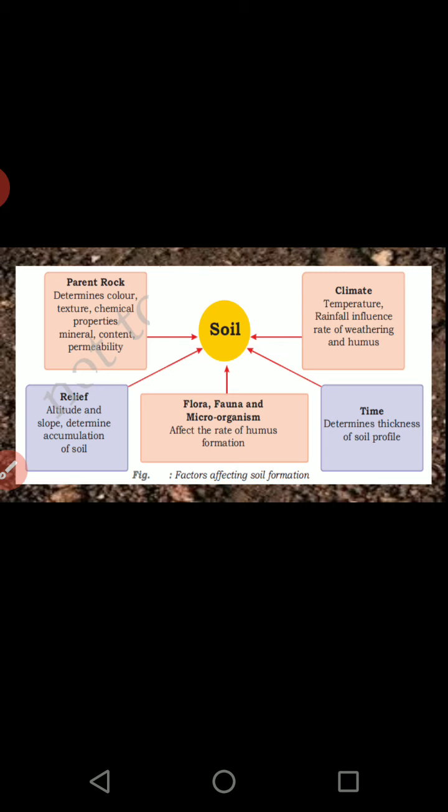We have next, very important, flora, fauna and the microorganisms. Now these will add to the humus, which gives the organic items, and this will decide the fertility.